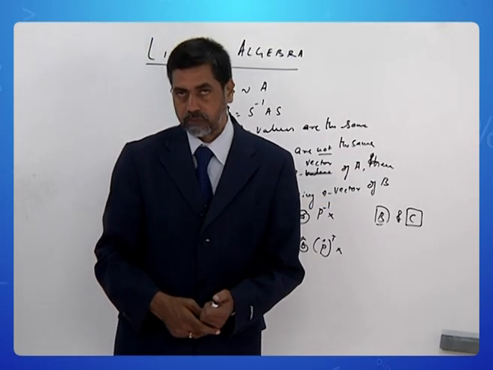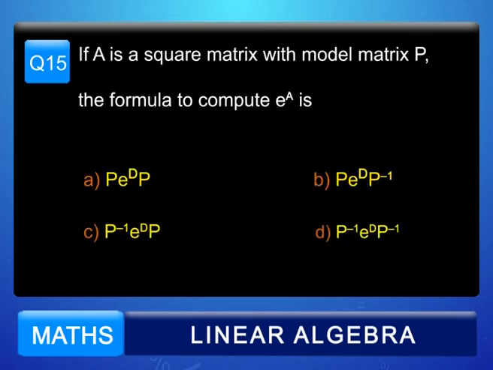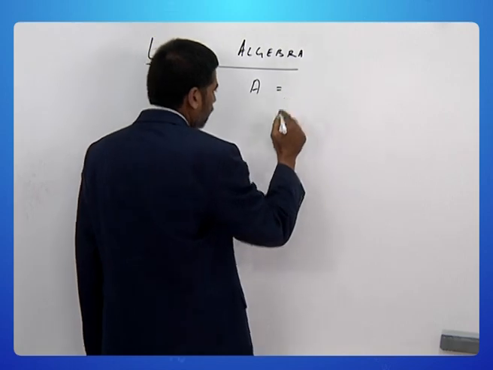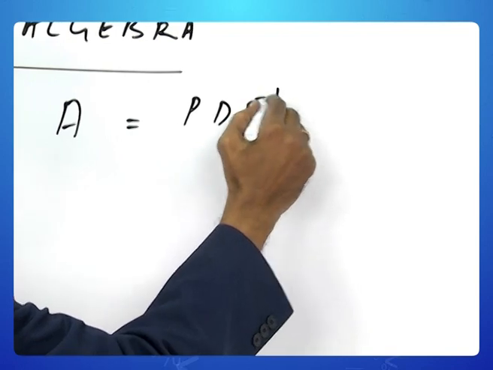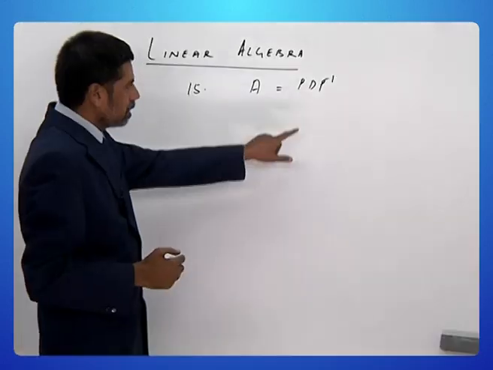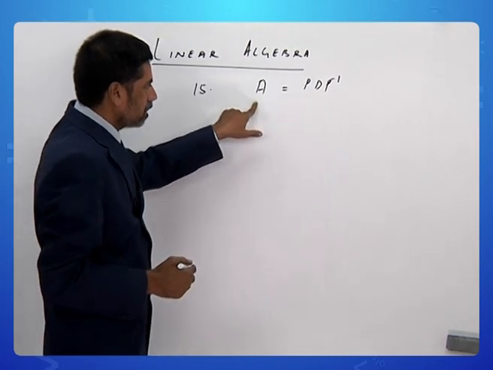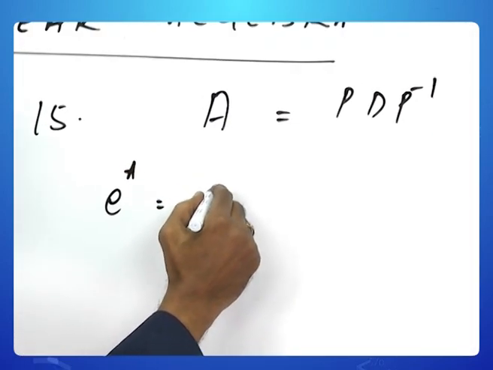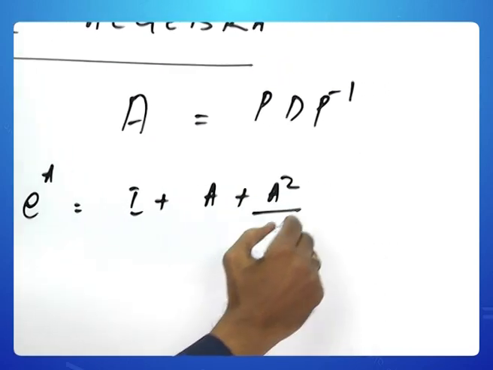Let's go to the next question. Question number 15. If A is a square matrix with modal matrix P, what is the formula to compute e power A? So, A can be written as PDP inverse using the concept of similar matrices. P is the modal matrix of A and D is the diagonal matrix of eigenvalues of A. Now, if you look at e power A, you can use the definition I plus A plus A square by 2 factorial and so on.